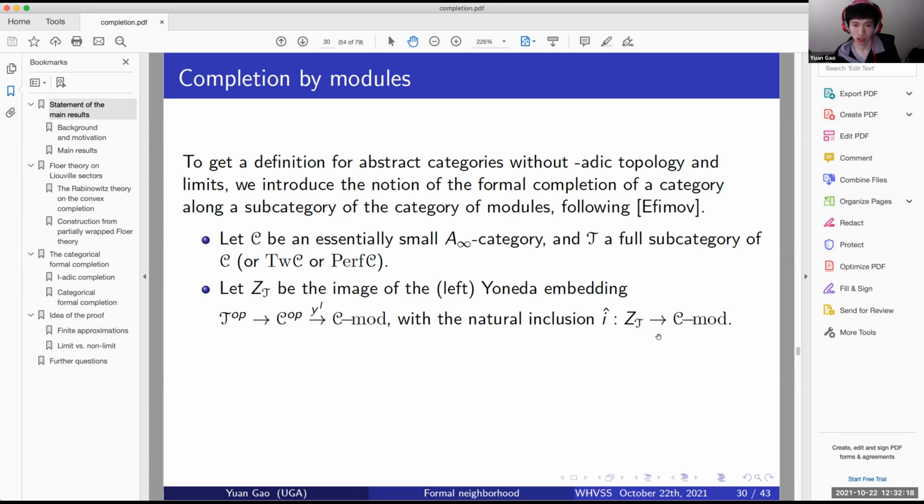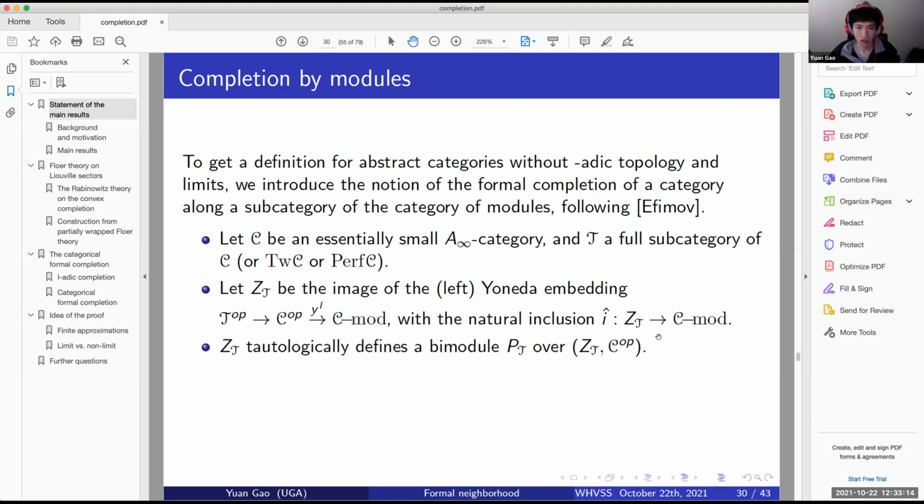To perform the completion, first of all, let's introduce some notations. We're going to denote by Z sub T the image of the left Yoneda embedding from T up to the category of left modules over C. So there's a natural inclusion from the subcategory Z sub T to the left modules. I should mention that Efimov actually completes along right modules, but it is more convenient to work with left modules. So this being a subcategory of the category of modules has the property that it tautologically defines a bimodule over Z sub T and C op: left module over Z sub T and right module over C op.